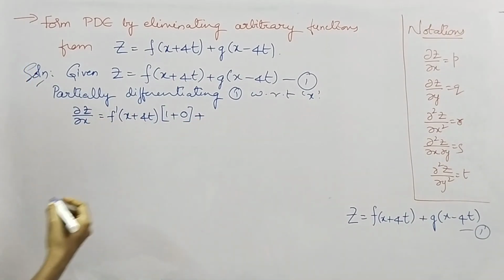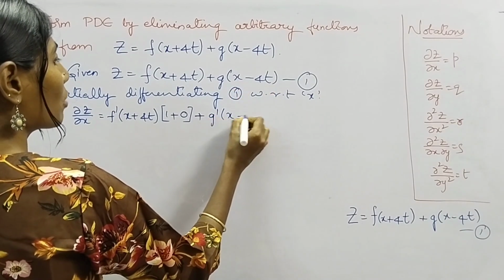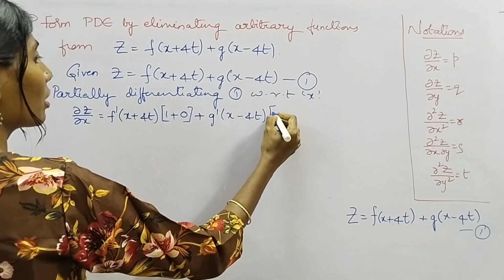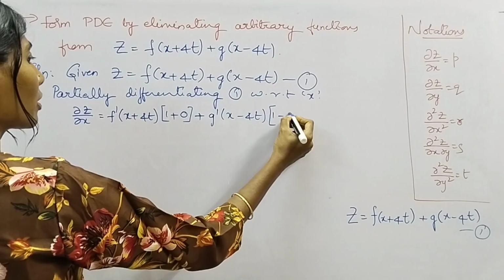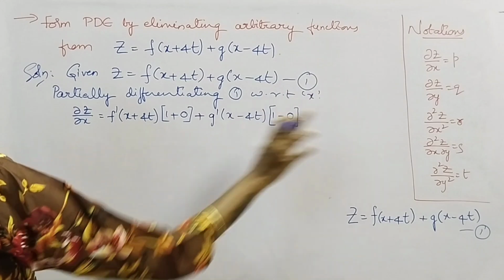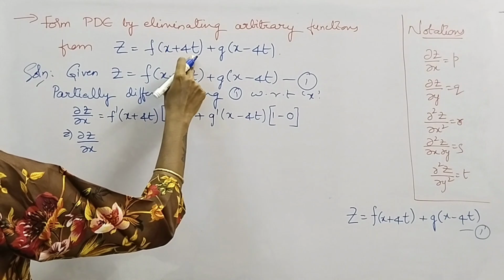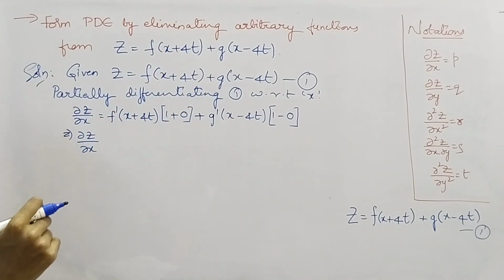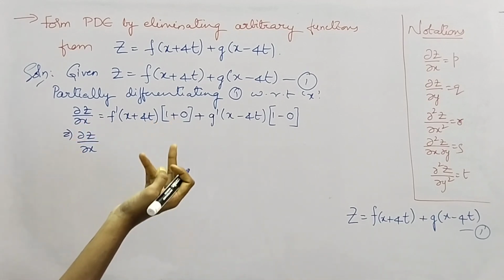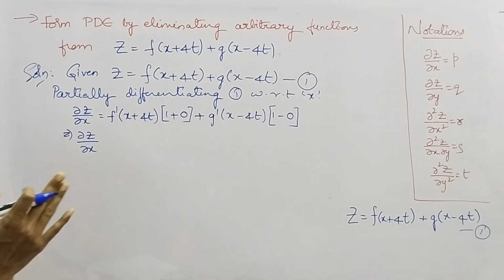Plus the partial derivative of g of x minus 4t, which is g dash of x minus 4t into its inner derivative. The partial derivative of x with respect to x is 1, minus the partial derivative of a constant with respect to x is 0. And remember, here we are not going to use any of these notations, because we have x and t as independent variables. If we have y, you can just replace dou z by dou y by q, but here we have t, so we are not going to use any of the notations.